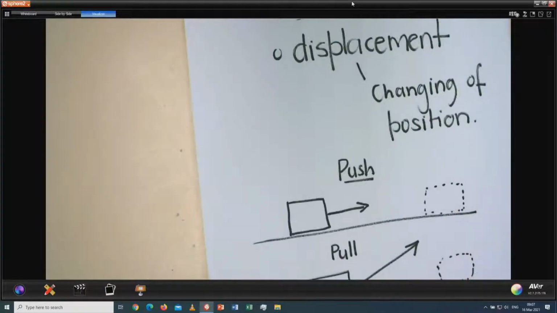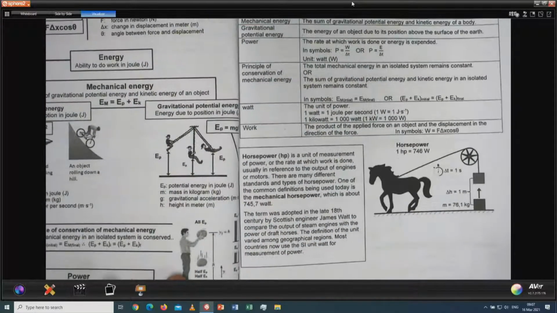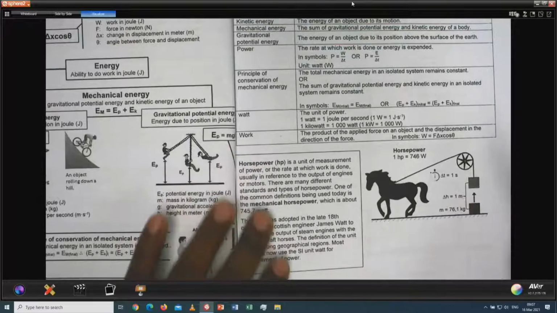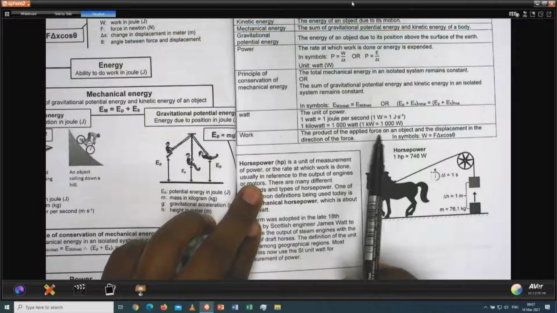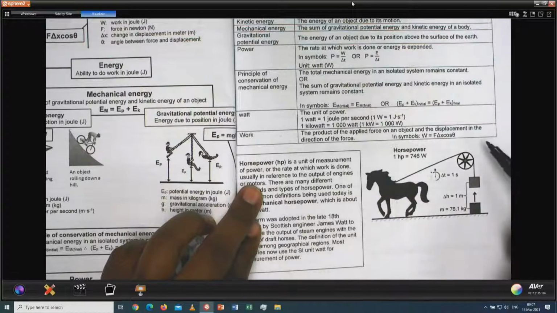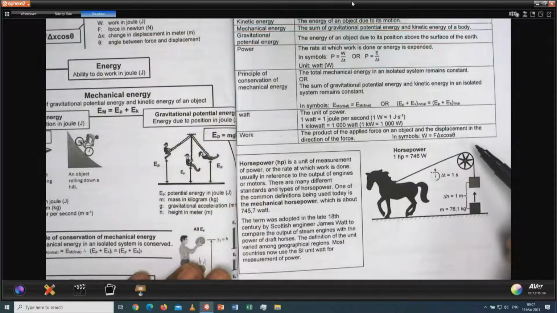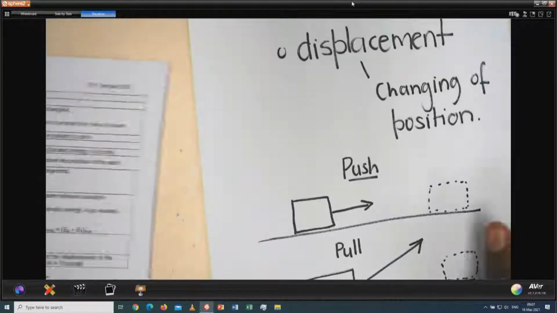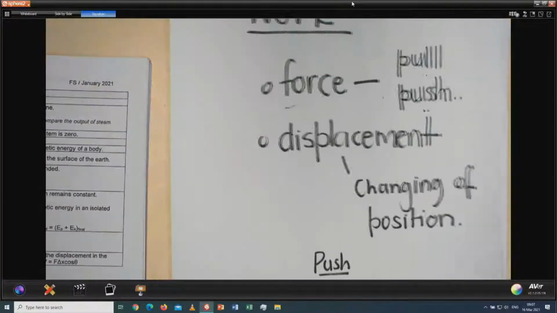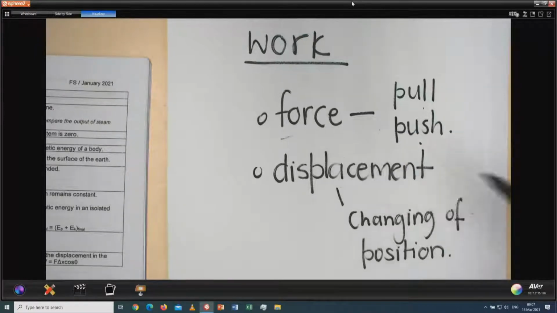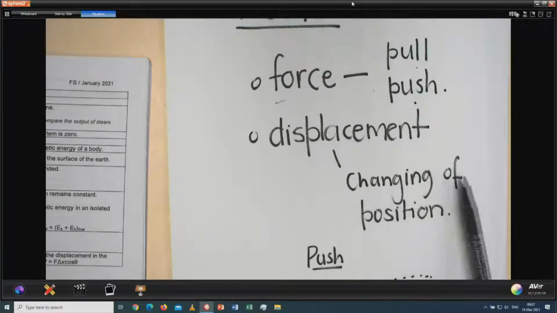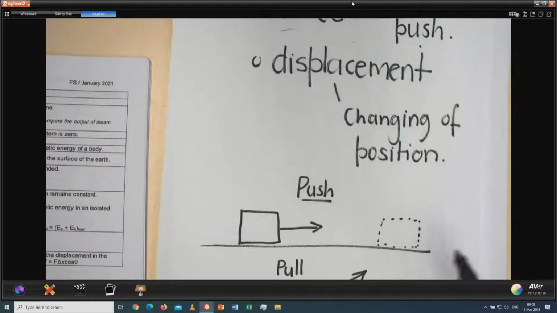And now this brings us to the definition of work. If we look here, it reads that work is the product of the force applied on an object and the displacement in the direction of the force. So this explains that when we say we are working, it means there is a force applied on the object, and then the object changes position in the direction in which the force is acting.